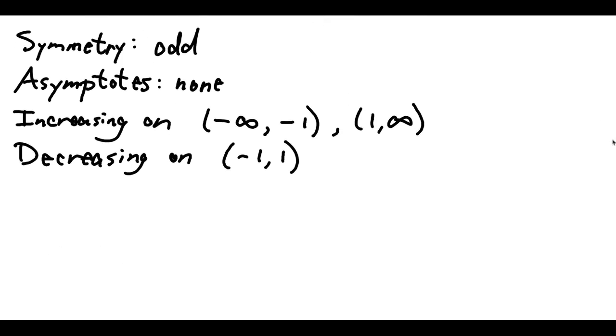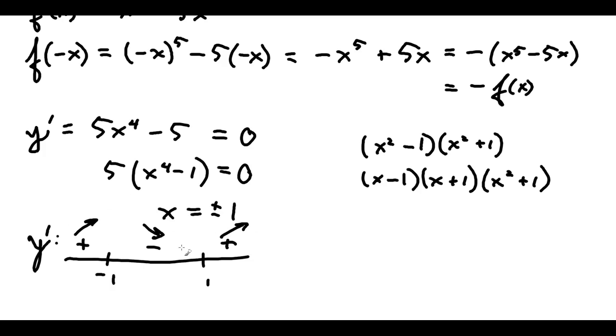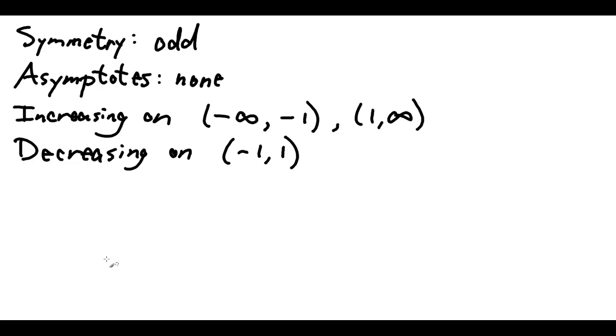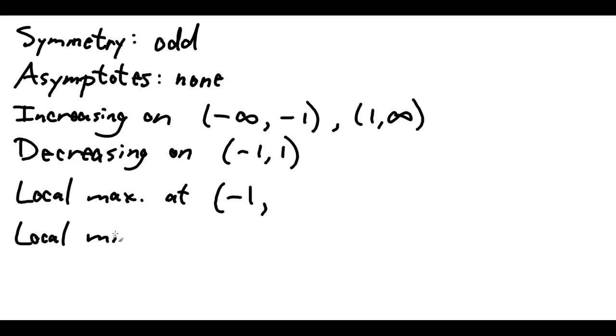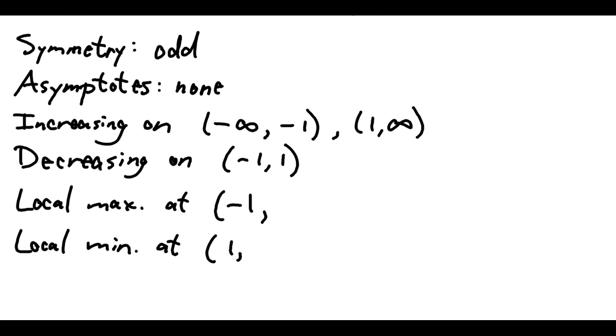Let's consider extrema. At this point, we have basically already done the first derivative test, right? We've found critical points, we've checked the first derivative, so we can see that, following the contours of this, there is a local maximum at -1 and a local minimum at +1. So we have a local maximum when x equals -1, and a local minimum when x equals +1.